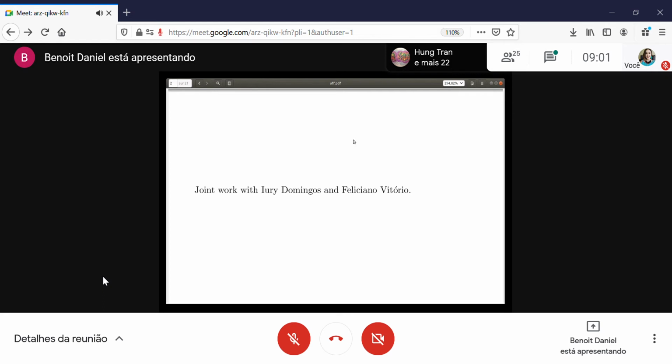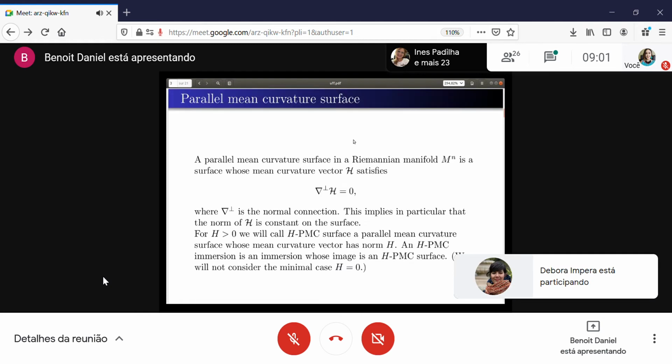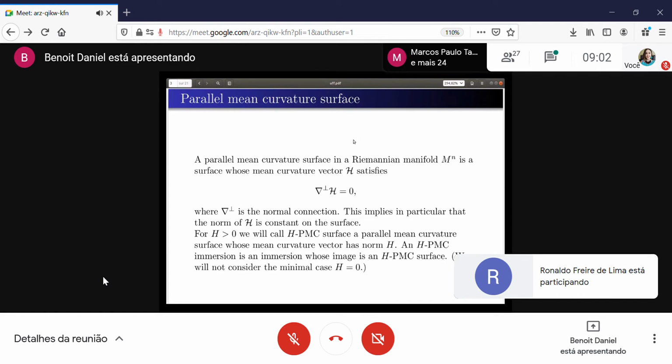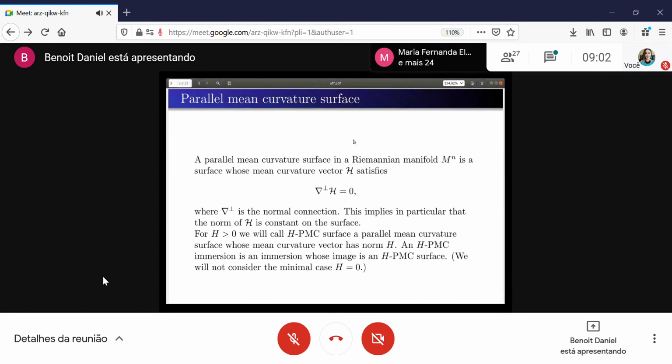So, as it is said in the title, I am going to be interested here in parallel mean curvature surfaces. Parallel mean curvature surfaces are a certain generalization of constant mean curvature surfaces, but in higher codimension. So the definition is the following. We consider a Riemannian manifold M, dimension n. The parallel mean curvature surface is a surface whose mean curvature vector, H, satisfies this equation. The normal connection of H is identically 0. And in particular, this property implies that the norm of the mean curvature is constant on the surface.